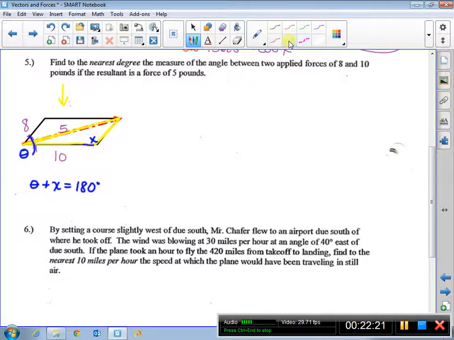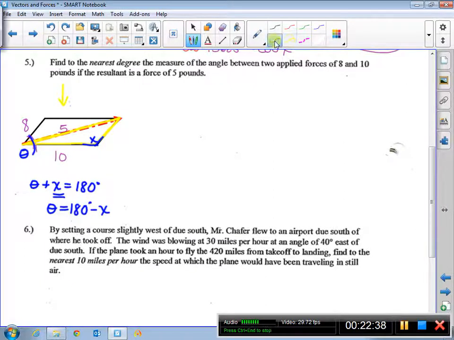X is actually in my triangle. So I have to find x first, and then subtract it from 180 to get the answer they want me to have. So keep that in mind. Strange things are happening in this problem.